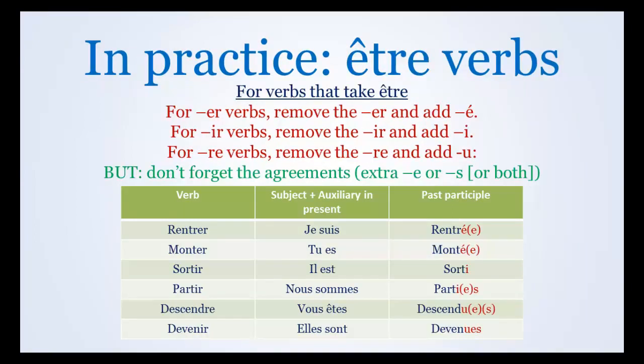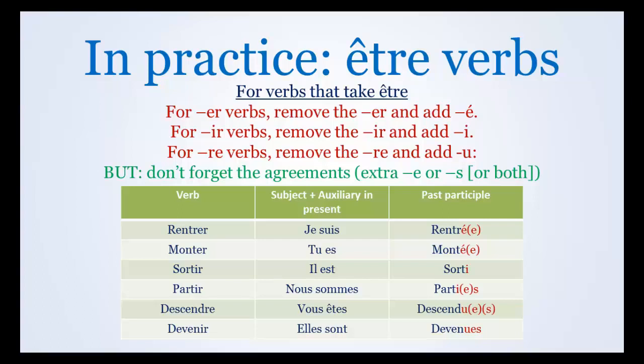Okay, in practice for etre verbs, so verbs that take etre, these er verbs, we remove the er and we add the e. Again, it's a fairly simple rule. For the ir verbs, we remove the ir and add an I, and re verbs, remove the re and add a u. So, as you can see, that's pretty much the same as the avoir verbs. However, in green there we have don't forget the agreements.